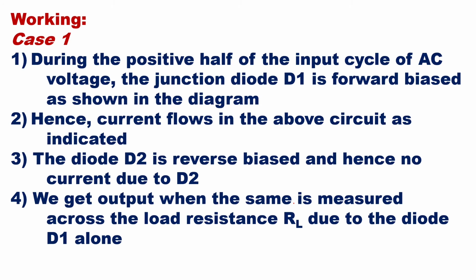So case 1, if you see, during the positive half cycle of the AC input voltage, the junction diode D1 is forward biased, hence current flows in the above circuit. The diode D2 is reverse biased and hence no current flows through D2. We get output when the same is measured across the load resistance RL due to diode D1 alone.